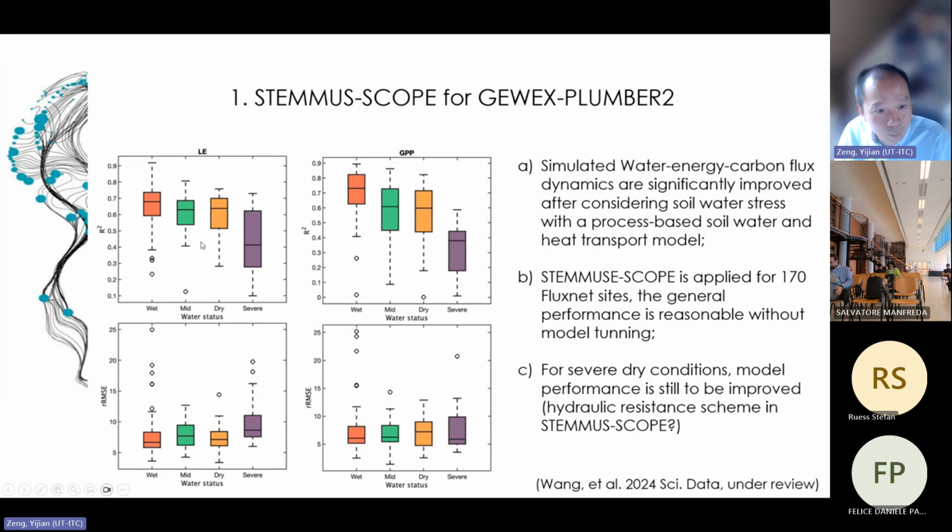So we also evaluate the model performance in terms of different levels of soil wetness. So, for example, for the wet, for the mild situation, for dried situation, or for the very severe dried situation, and then we can see for the normal and also for the wet situation or for the dry situation, the model performed relatively well in terms of latent heat flux and the GPP simulation. But then for the severe dry situation, there's still some problem. And this could be due to the hydraulic resistance scheme we utilized in the STEMMUS-SCOPE model.